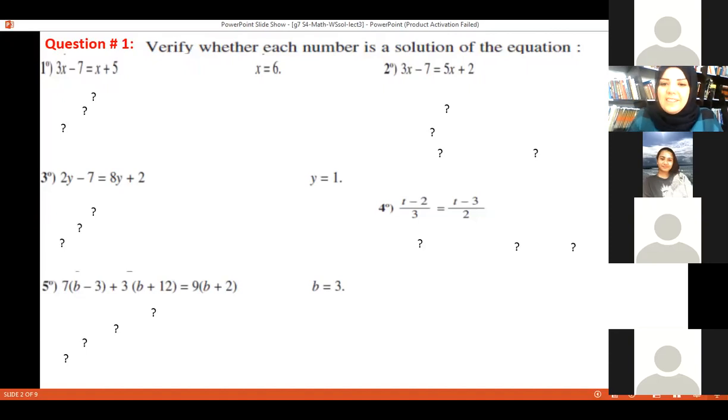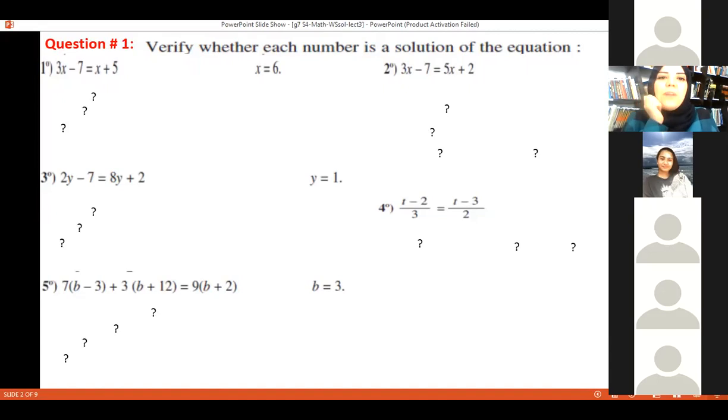Me. Go ahead. So the first one, what do I do in this case? 3 times 6. Very good. 3x minus 7, 6 plus 5. Very good. So you are going to replace the x by 6, right? And then what do you get?